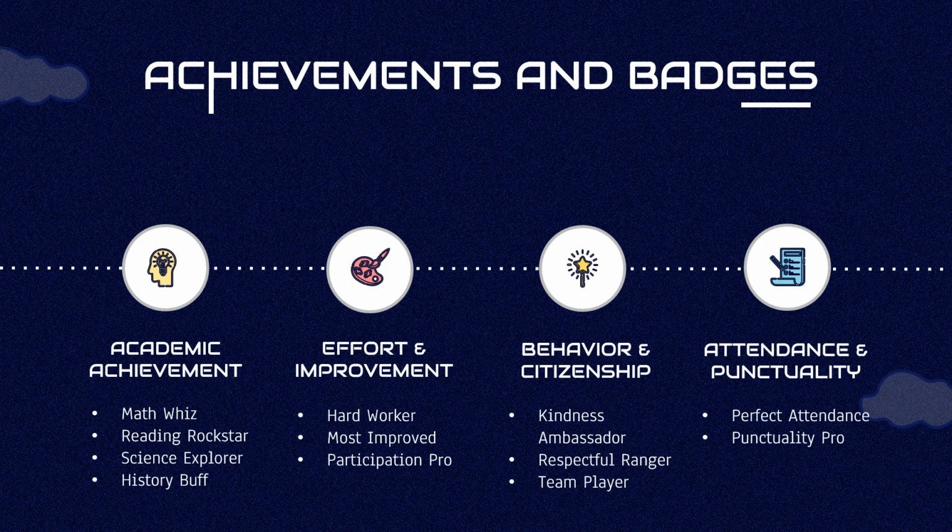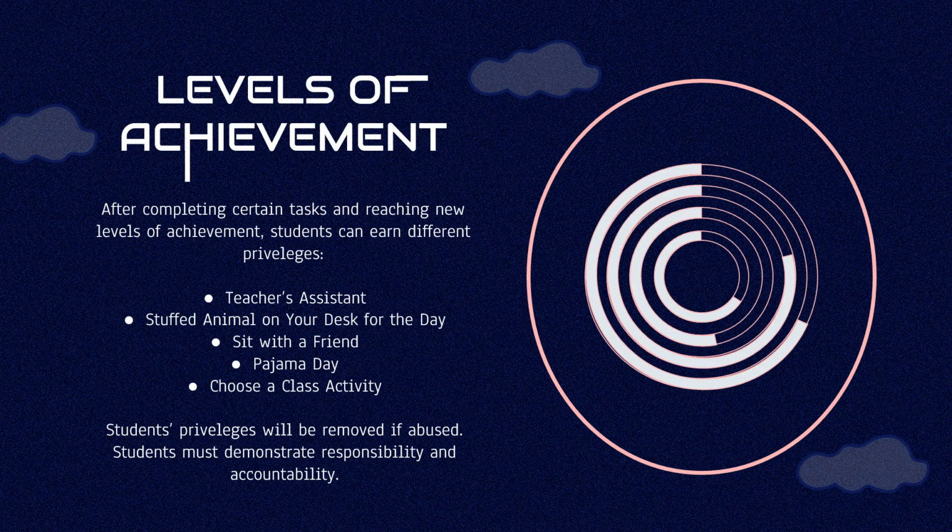Students can have the opportunity to earn several badges in many different areas, ranging from their performance in math or history, to actively participating in class, or to being a team player, and to being on time to school every day. When students earn badges and reach new levels of achievement, they can choose a reward based on their earned badge or level of achievement.